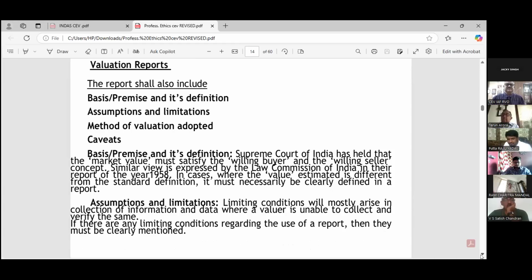Then assumptions and limitations. Whatever assumptions and limitations you have taken, limiting conditions will mostly arise in the collection of information and data, where a valuer is unable to collect and verify the same. This is generally what we people face when we do the valuation. If there are any limiting conditions regarding the use of the report, they must be clearly mentioned in the report.